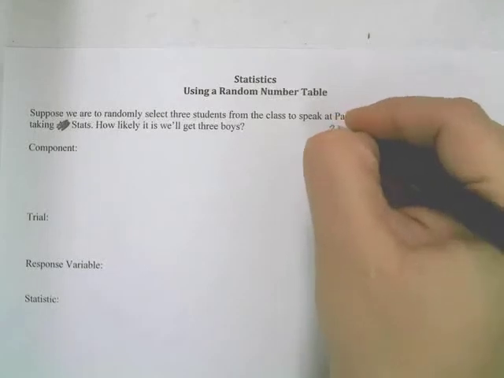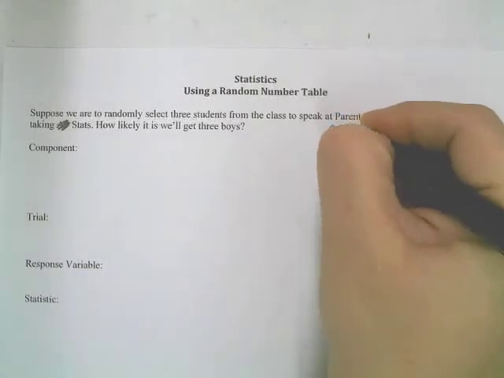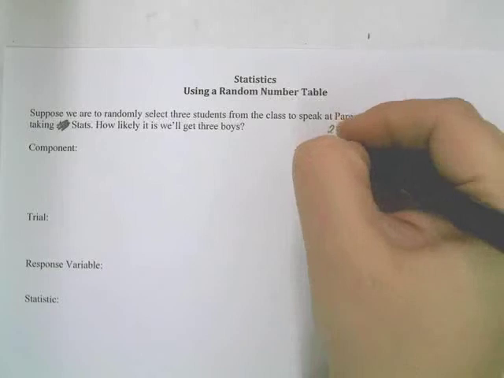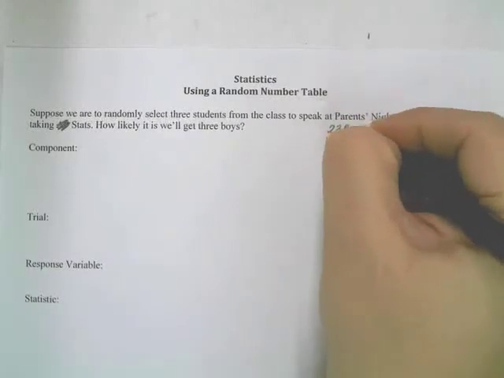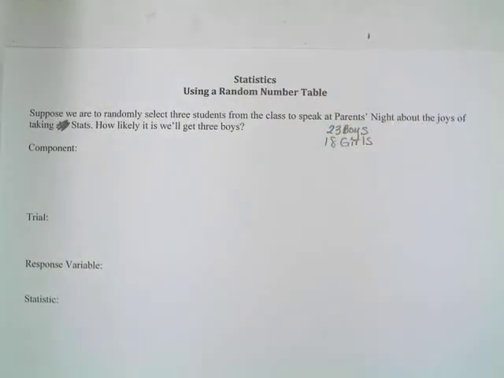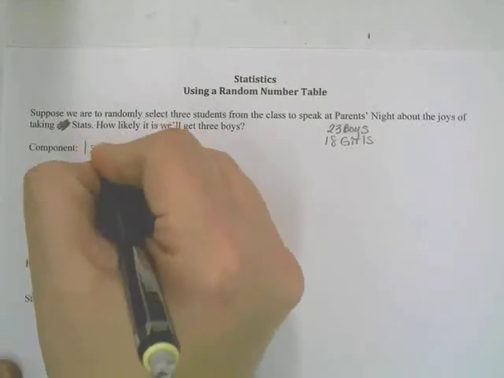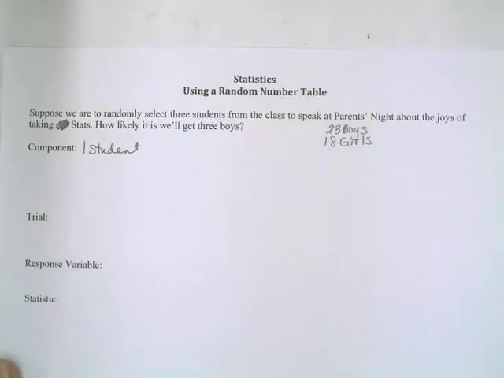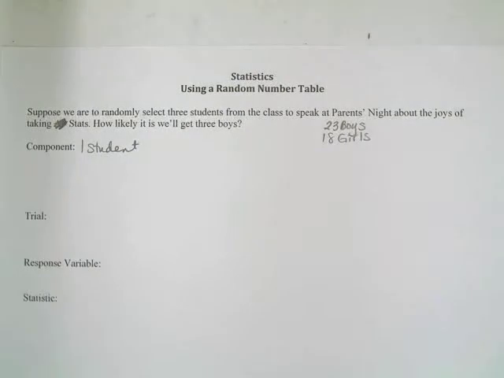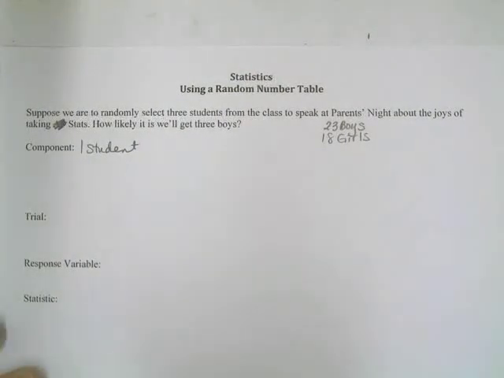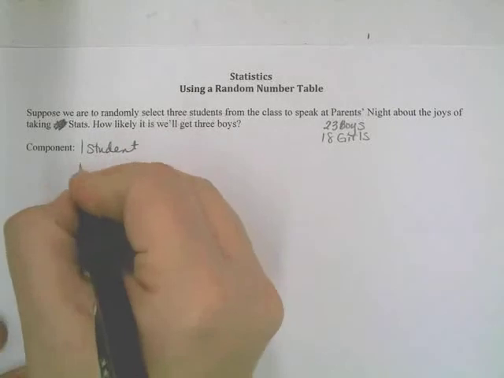We'll say 23 boys and 18 girls. Okay? All right. So the first thing we need to do is identify our component. And our component is picking 1 student at a time, because you can look at one at a time. And there's 2 options. You could be a boy or you could be a girl. Okay? So we'll set up the boys first because we wrote that.